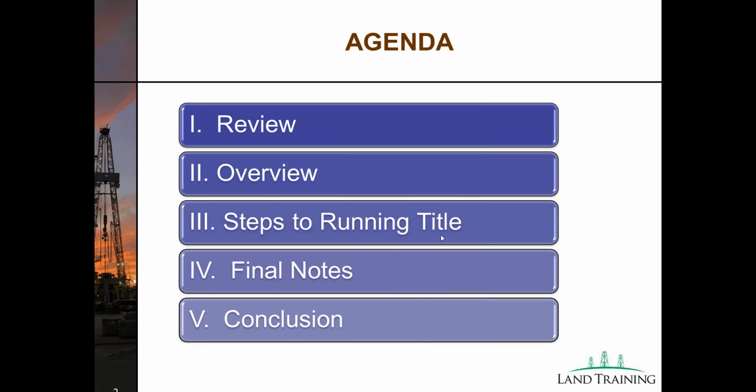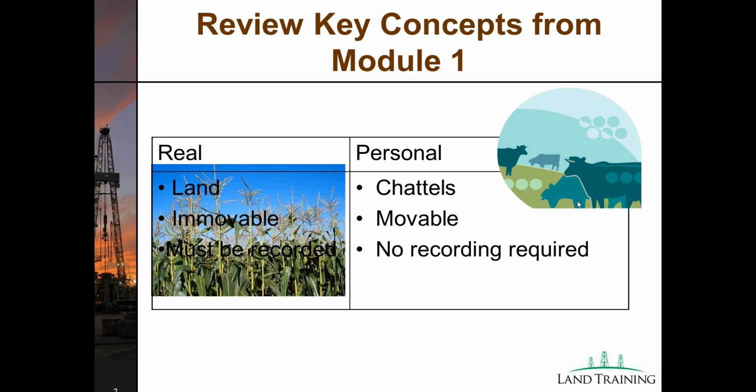So let's begin with our review from Module 1. In Module 1, we talked about the distinction between real property and personal property. And we said that the law classifies properties in two ways, either as real or as personal. If it's real property, what we're talking about is the land. You remember the term real estate. That's sort of the same thing. Real estate, real property. Okay.